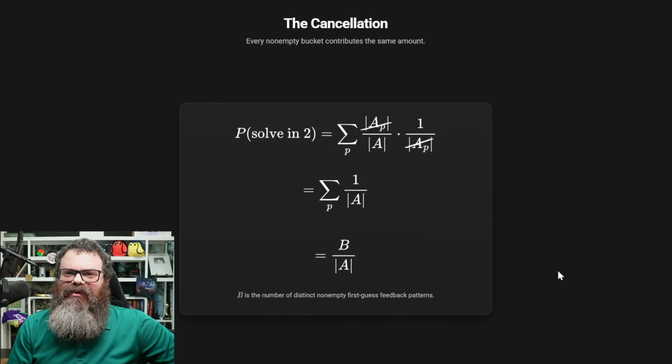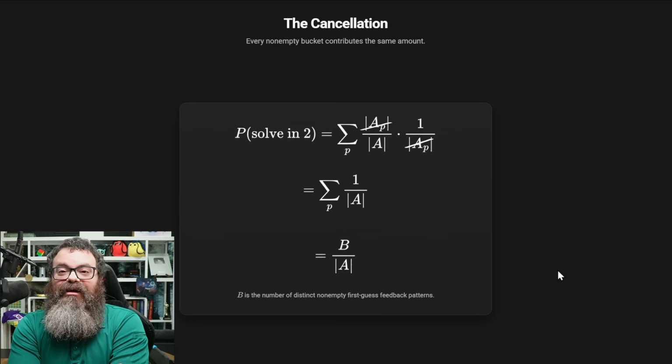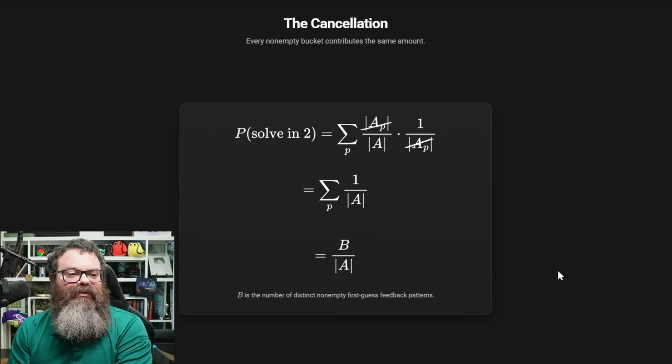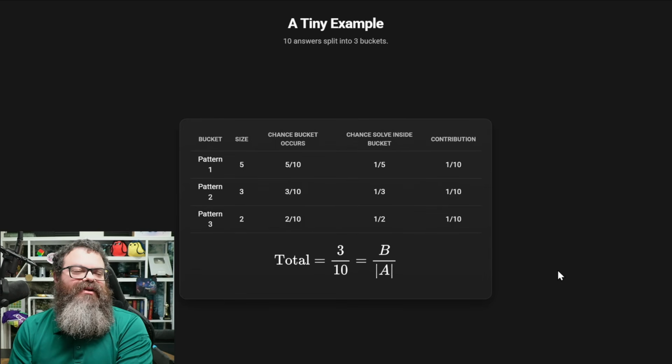Well, that's very simple. We don't even have to worry about what words went into what buckets. All we need to do is calculate how many buckets this word created, like how many possible patterns are created by all the available answers, and then divide that by how many answers there are, and that's going to be the probability of getting it in 2 with that starting word. And so that's our score.